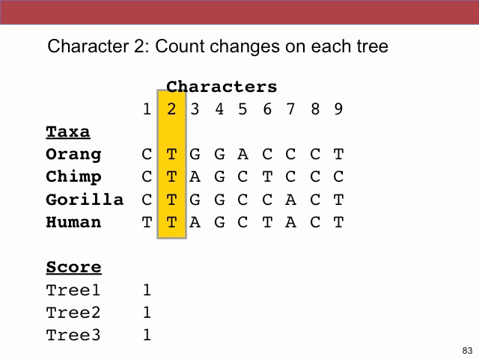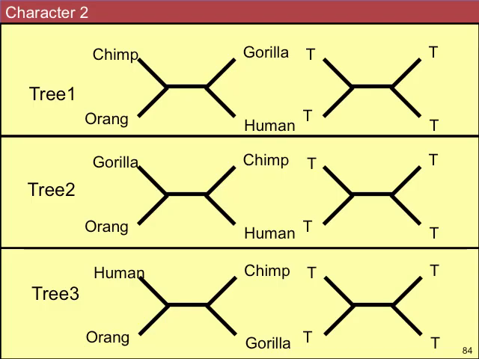So character 1 for tree 3, you get the same pattern. Anytime you have a single character state in one of your taxa and everything else is a different character state but identical to each other, the minimum number of changes is going to be 1. And that's a trick that you should use when we ask you on a test for figuring out which trees are the best trees.